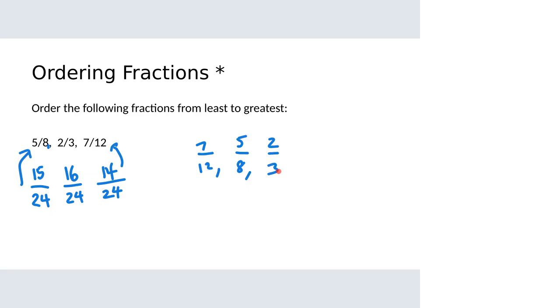If you use 288 as your denominator, you're going to get these in the exact same order. 7/12, then 5/8, and 2/3 is the biggest. Let me know if you have any questions on that. Poll went great.